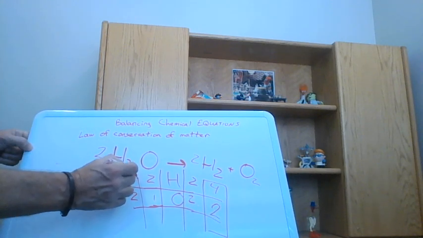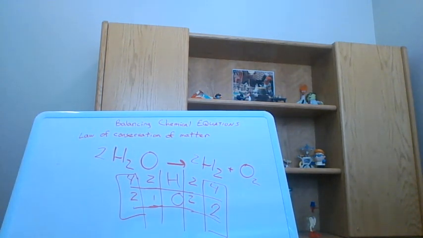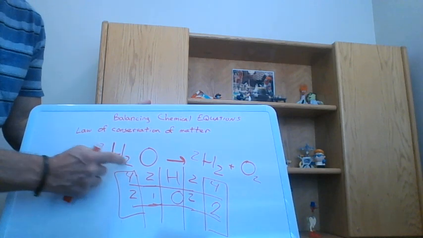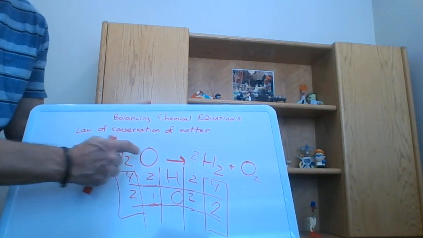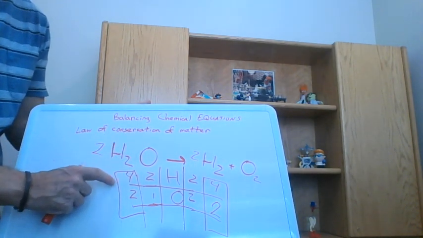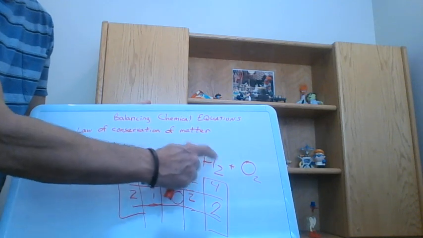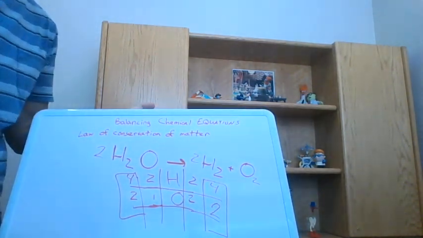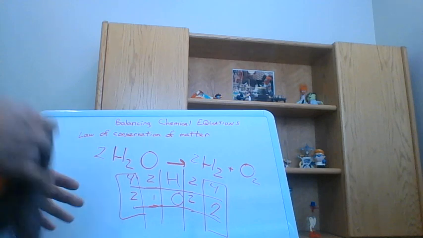So I have a balanced equation at this point, where I have 4 hydrogen, 2 times 2, 4 hydrogen on this side, 2 times oxygen, 2 oxygen on this side, 2 times 2, 4 hydrogen, and then 2 oxygen on that side. So I have my equation balanced at this point.